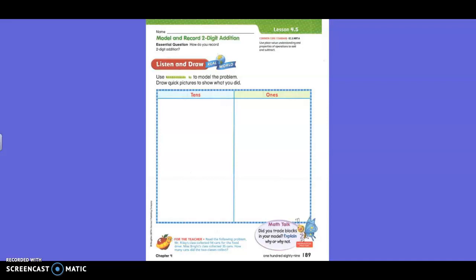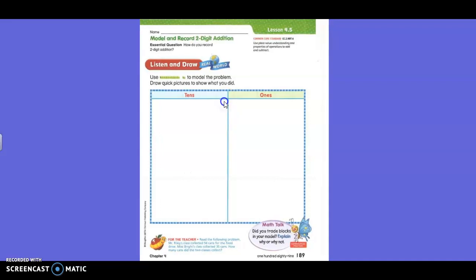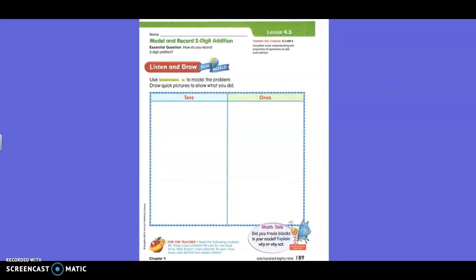Stack and add. Okay, so which number am I going to do first? Do you remember the word? 54. Miss Riley's class collected 54 cans. I'm going to put a 5 on the tens place because that is the tens side, and I'm going to put a 4 on this side. It's still 54, but I'm just showing that the 5 is a 10 and the 4 is a 1.